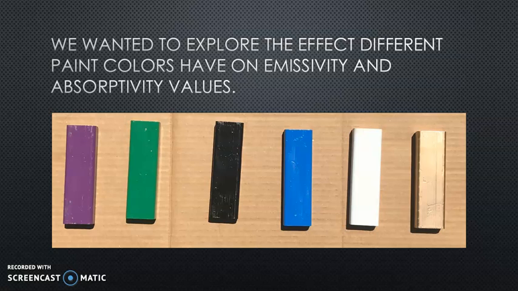Spray paint was used to paint pieces of cast iron that were roughly 5 by 1.5 inches and a half inch thick. These pieces were used because they were something that we had on hand from a previous project.